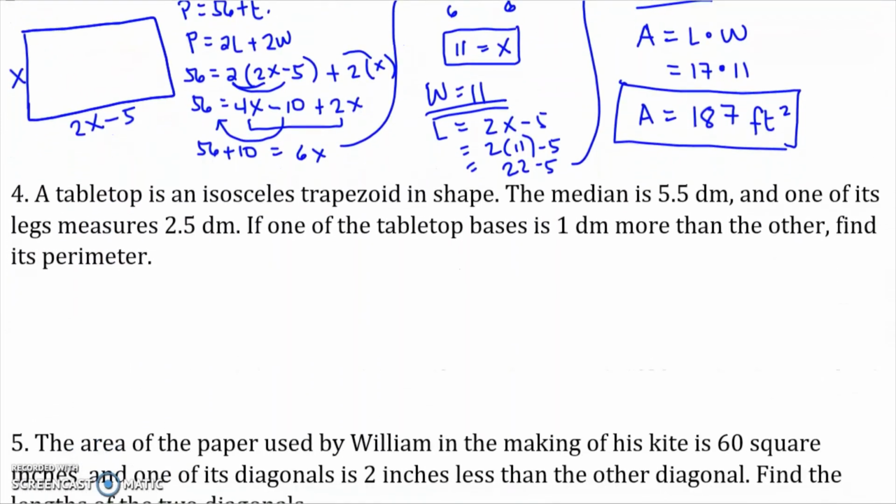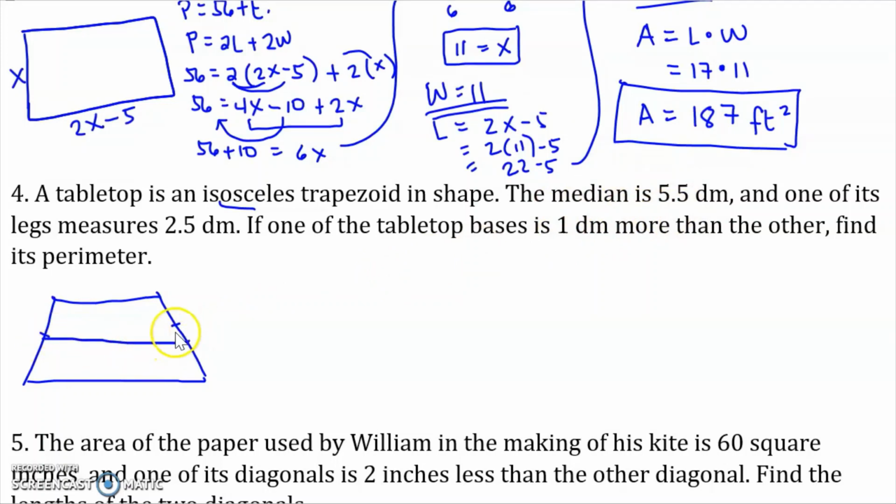Number 4, so sabi dito, a tabletop is an isosceles trapezoid in shape. So, drawing si Teacher Camille ng trapezoid. And hindi lang basta trapezoid ha, given is isosceles trapezoid. Pag sinabi natin isosceles trapezoid, kung ano yung sukat nitong isang leg, yun din yung sukat ng isang leg. So, sabi, the median is 5.5 dm. So, alam natin yung median is yung line sa gitna. So, iyan daw ay 5.5 dm.